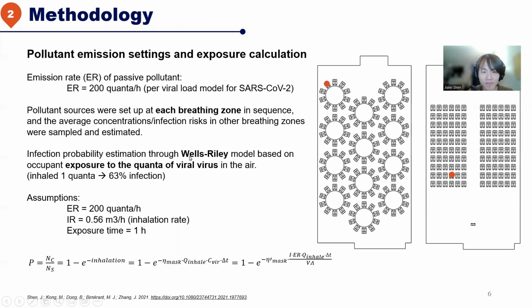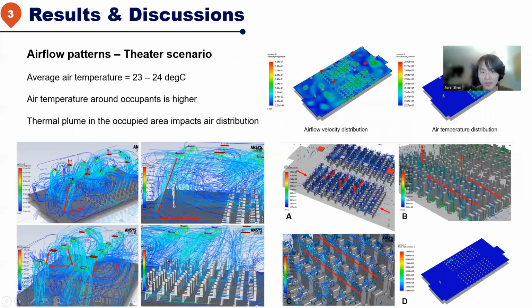For infection risk estimation, we will use the Wells-Riley model based on the exposure to the quantum of virus. The assumption of this study is that we use a constant emission rate equal to 200 quanta per hour. We also use the same inhalation rate, and the exposure time is 1 hour. This equation is the Wells-Riley model for estimating the risks. So here come some results.